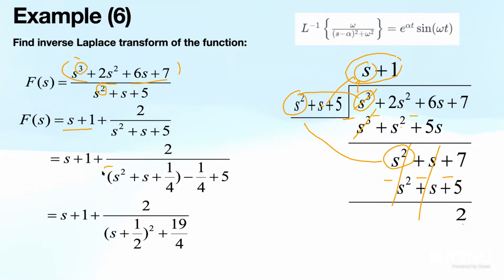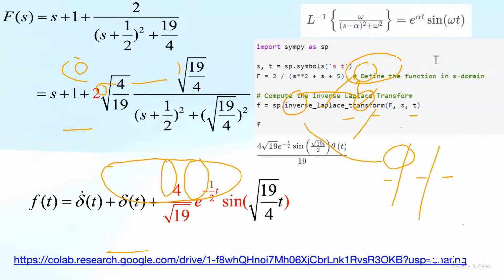You need to put this one in a form which is closer to the table. So it's s squared plus s plus 5. You can just say that this one will be s squared plus s plus 1 divided by 4. So it will be s plus 1 divided by 2, squared, minus, because you added here 1 divided by 4, I need to subtract 1 divided by 4. So minus 1 divided by 4 minus 5, it will be 19 divided by 4. And you can look into the table and try to find a formula which is closer to it, so you can solve it.